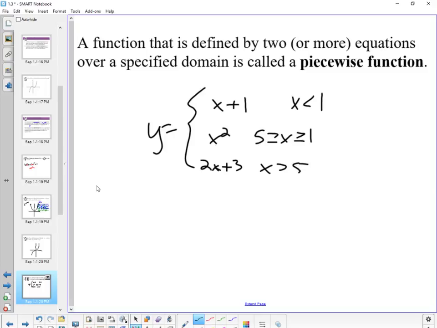Good job. Thanks. So right now we're trying to figure out what the function is when x is 1, right? Well, let me figure out my criteria here. Is 1 less than 1? No. Is it between 1 and less than 5? Yeah, it's in here, right? That means that when x is 1, I need to use this function, x squared. So when x is 1, then y is 1.